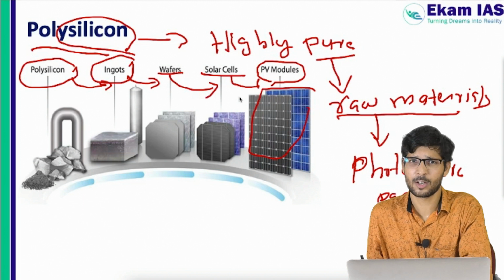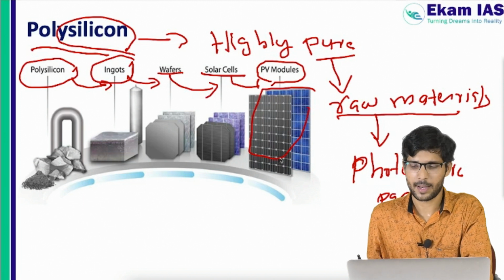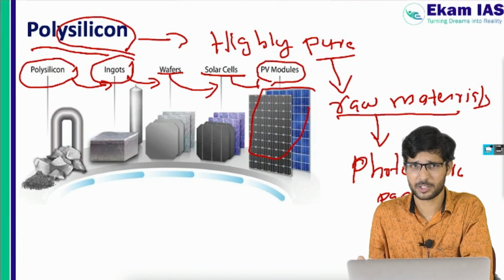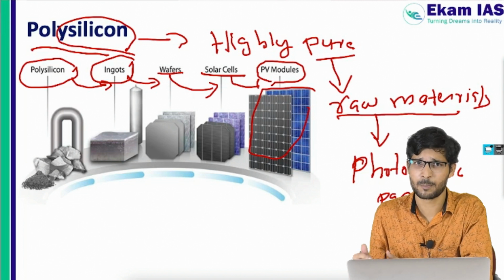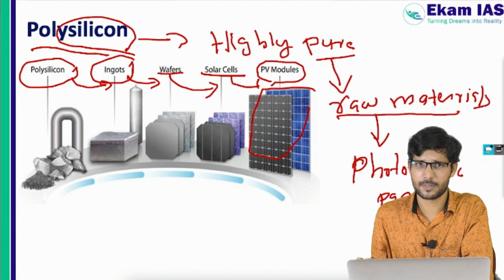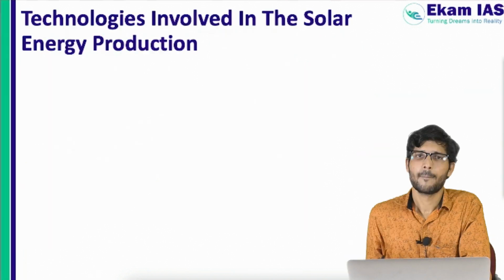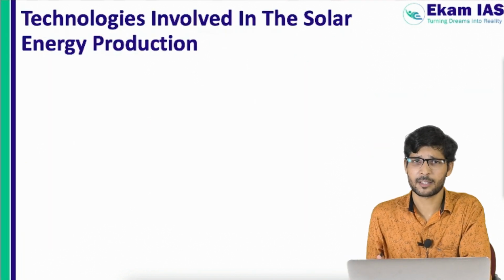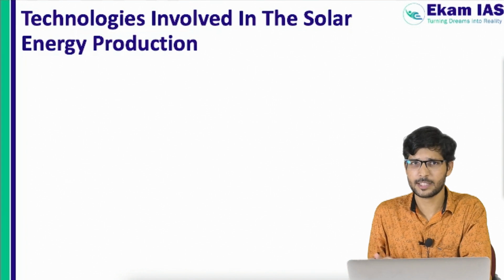Polysilicon is the essential raw material for the production of solar panels. So in the news you will see polysilicon, wafers, ingots, etc. All these terms are related to this raw material and the different steps in the production of the solar panel. Keeping the related terms in mind, we will be discussing the major technologies involved in solar energy production.